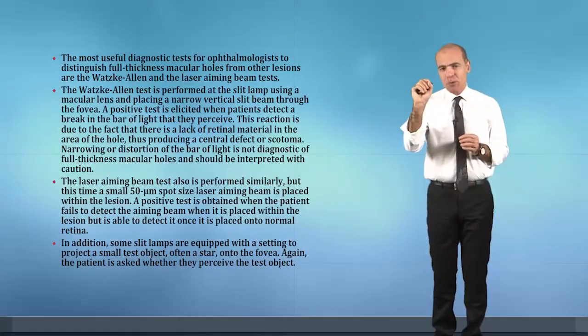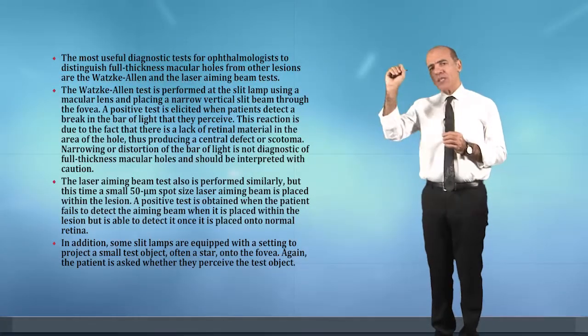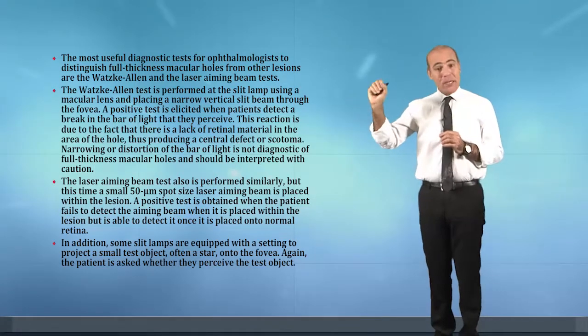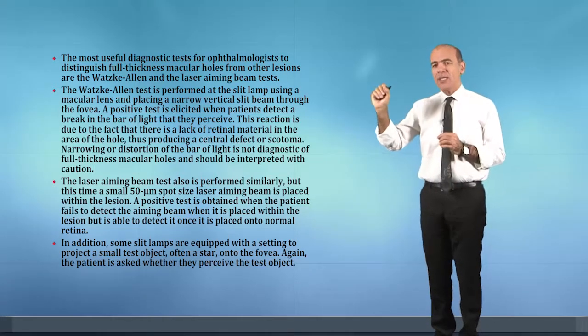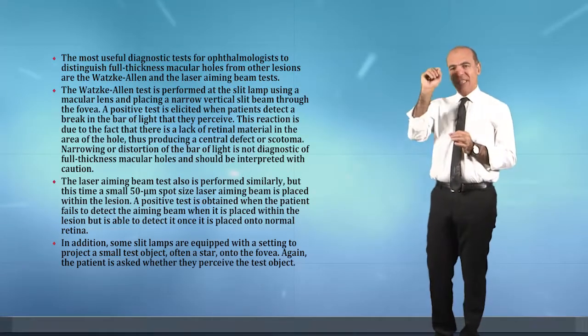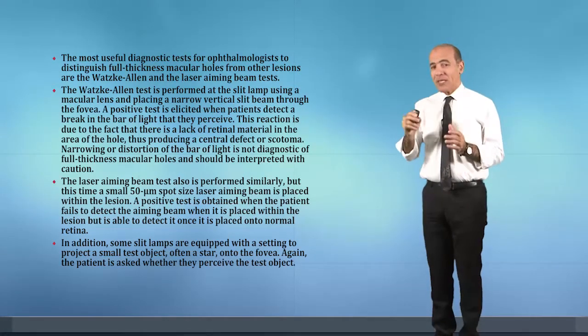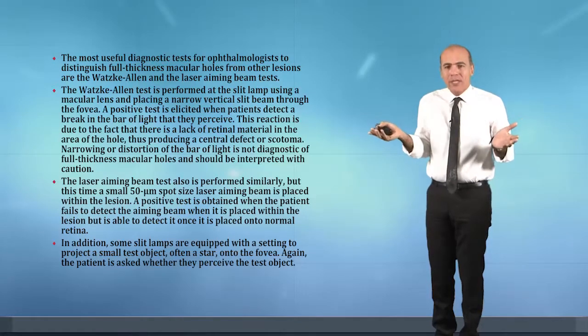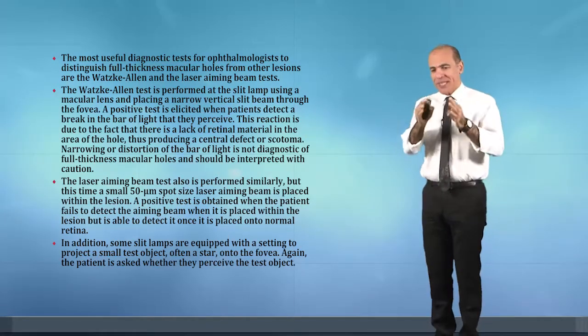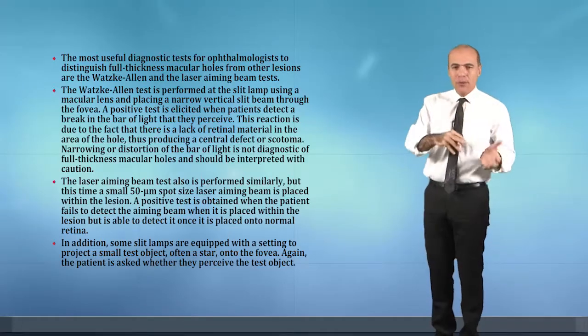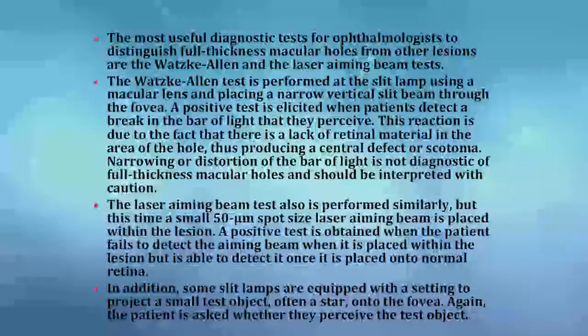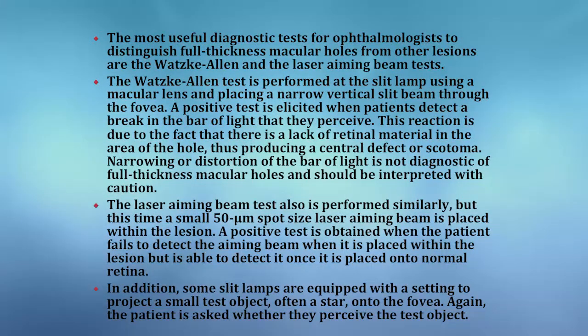I can use a very small spot of 50 micron, and I can put this 50 micron spot outside the hole. The patient will perceive it, and says I see the red spot. But if you put it in the hole itself, and there is a real hole, the patient will say I don't see anything. So you can differentiate a dehiscence or pseudo hole from a real hole by this test as well. In addition, some slit lamps have equipment where you can put figures like stars, to be perceived by the patient outside the hole and inside the hole for comparison.